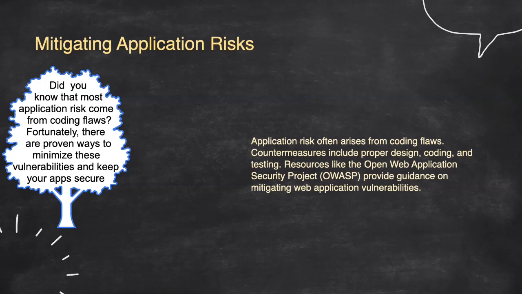Friends, mitigating application risk starts with proper design, secure coding practices, and rigorous testing. Leveraging resources like OWASP helps developers stay on top of web application vulnerabilities.